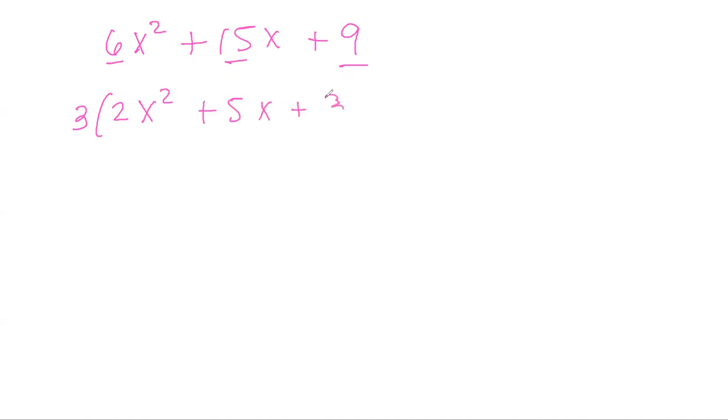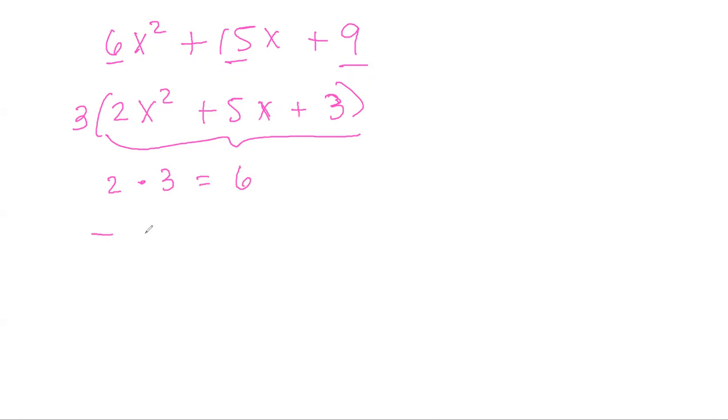Let's try 6x squared plus 15x plus 9. So just looking at this, the 6, 15, and 9, I can take out a 3. So in here I'll have 2x squared plus 5x plus 3. And now I'll just focus on factoring the inside. So I can multiply 2 and the 3 to get 6.